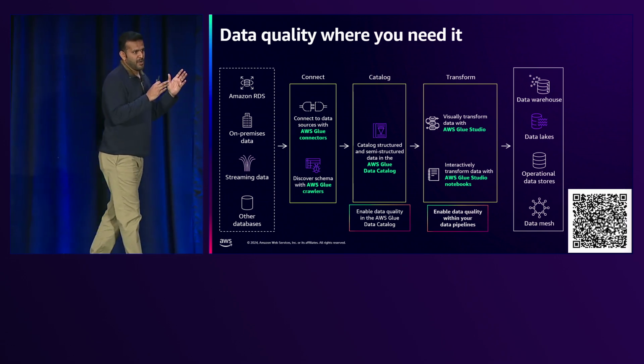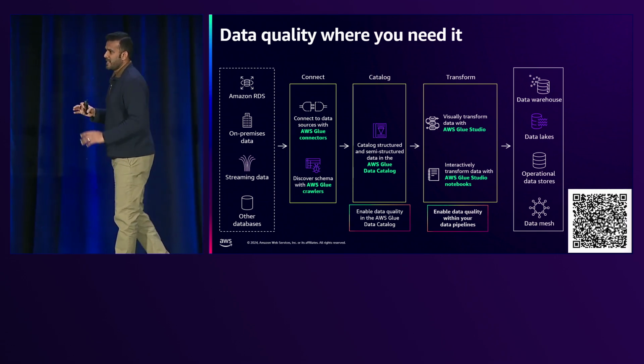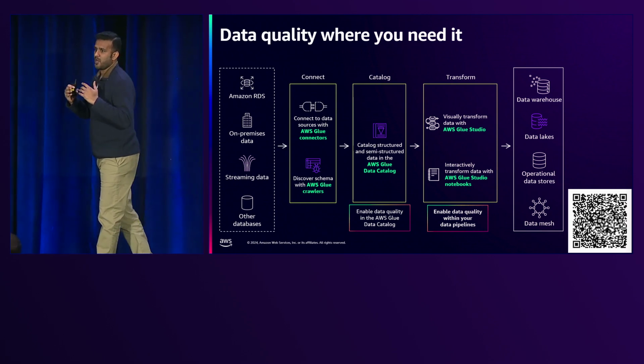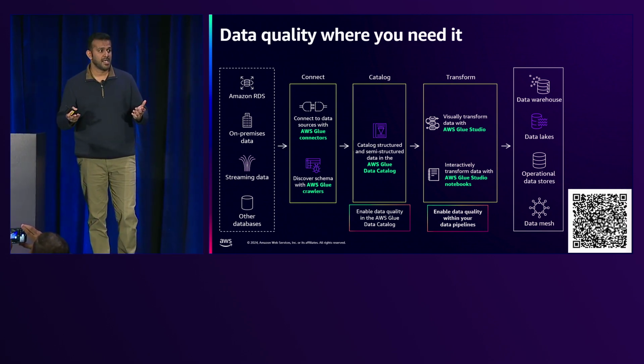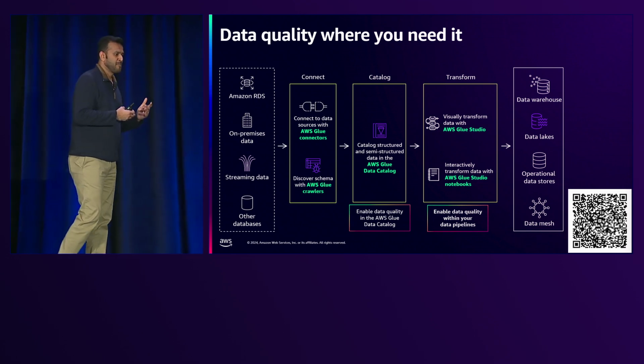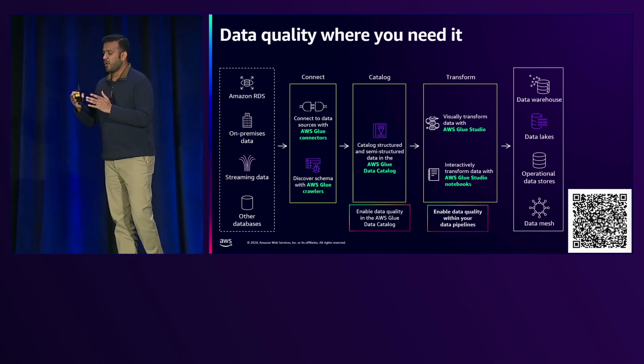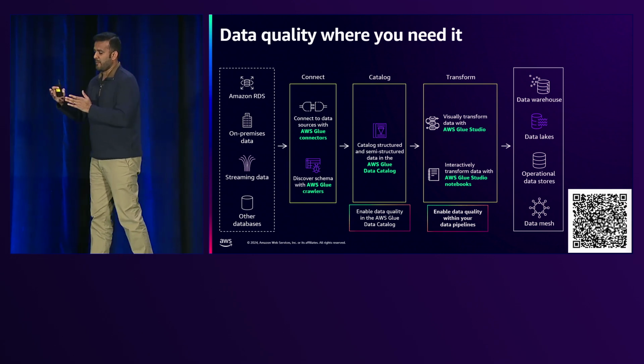All right, so we talked about ingestion and data processing. Now, data quality is a very important factor, because when you're training your machine learning models, you want to make sure that you are training them with high quality data. So with AWS Glue data quality, you can build these data quality rules in different parts of your pipeline.